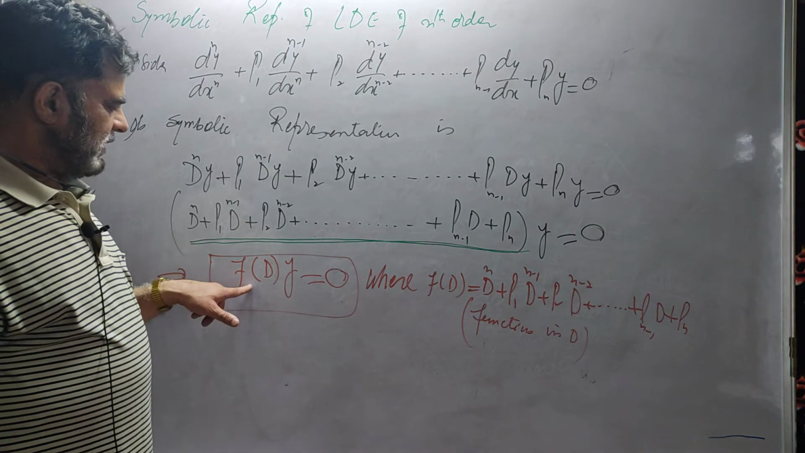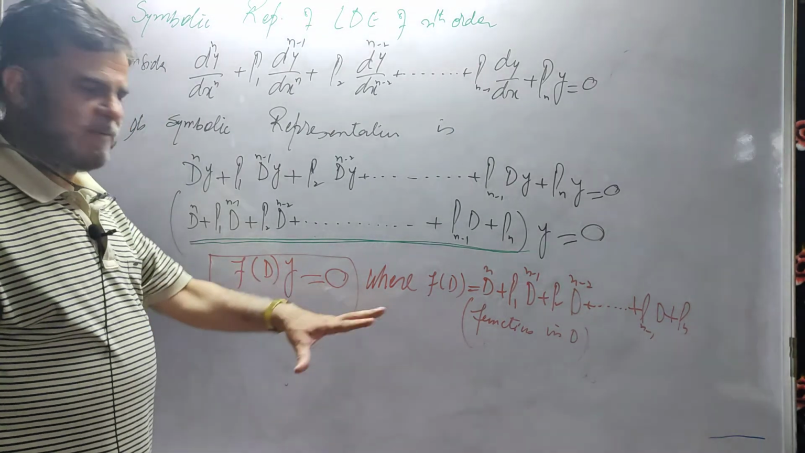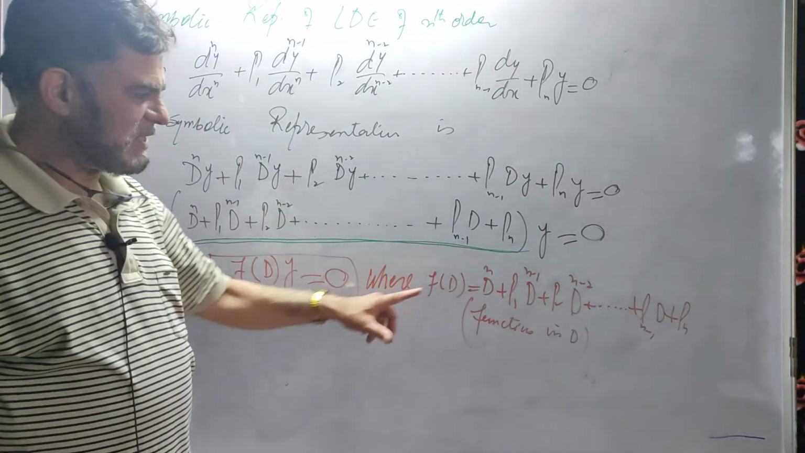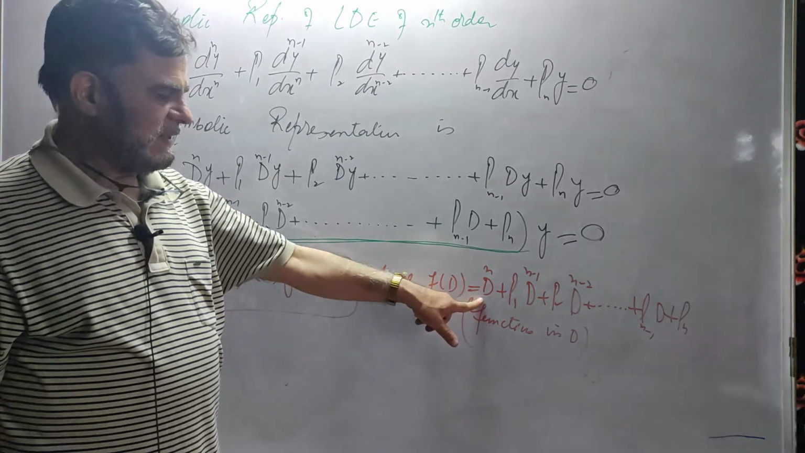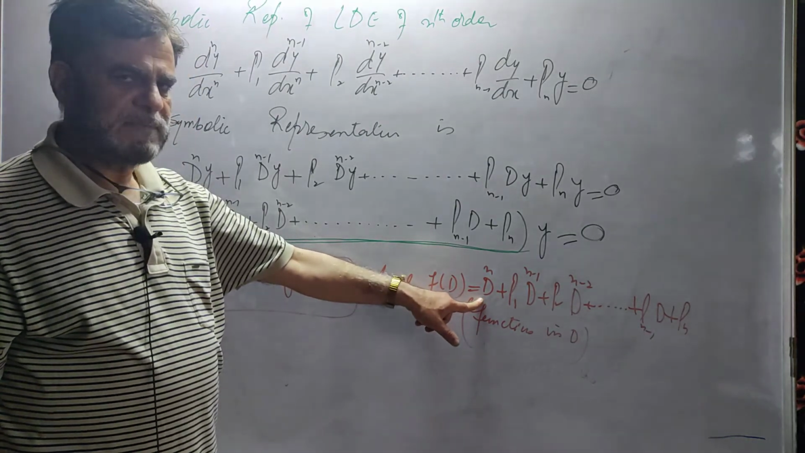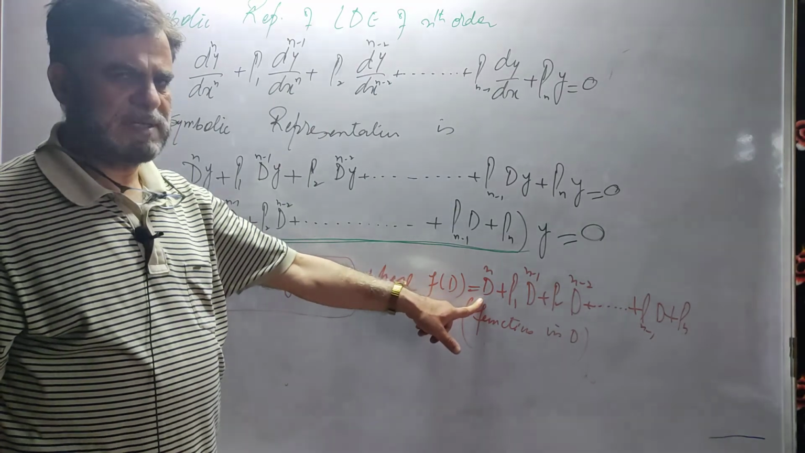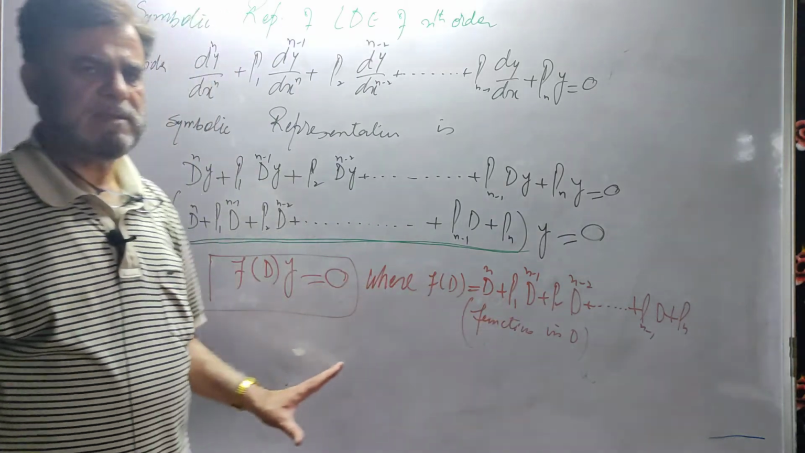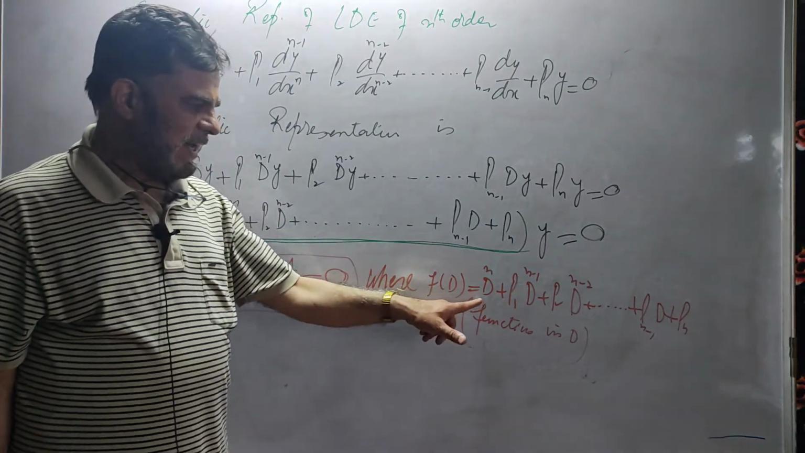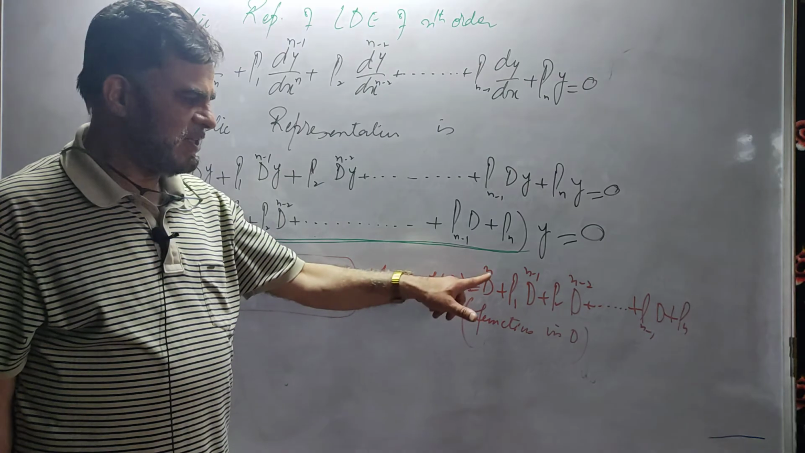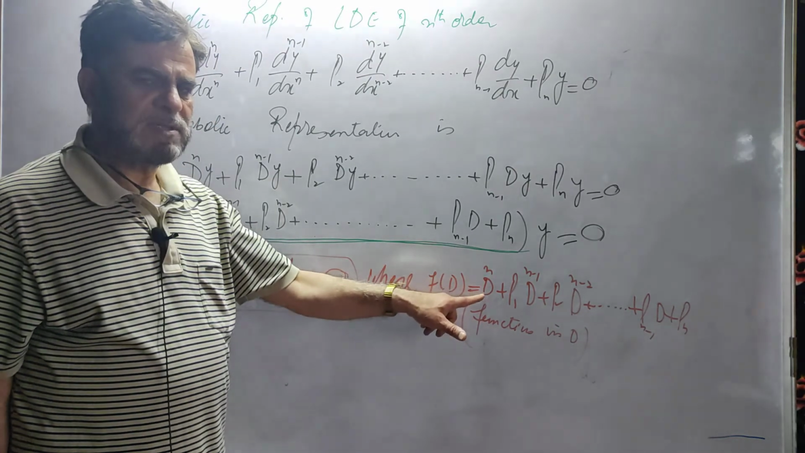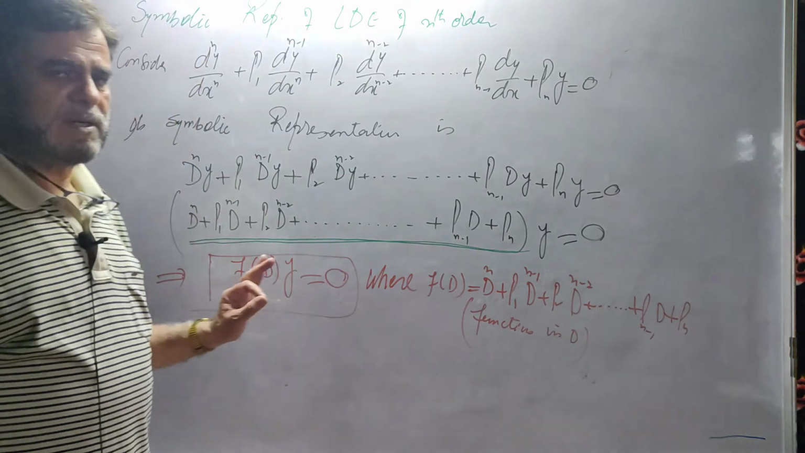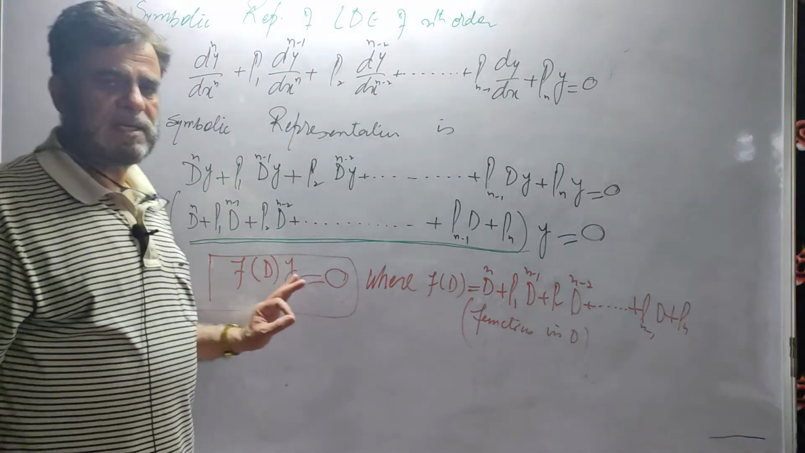So we take f of d equal to 0 and solve it, treating this d as some algebraic quantity, that means x raised to power n plus p1 x raised to power n minus 1, and so on. Then we solve this equation. Since this is an nth degree equation in d, it will give you how many values? N values. It will give you n roots, and those roots will be called the roots of the auxiliary equation.